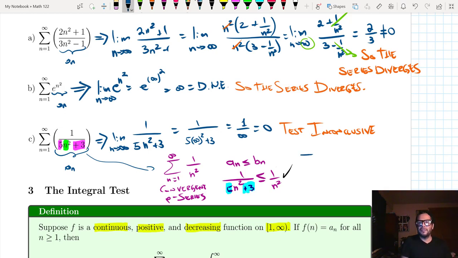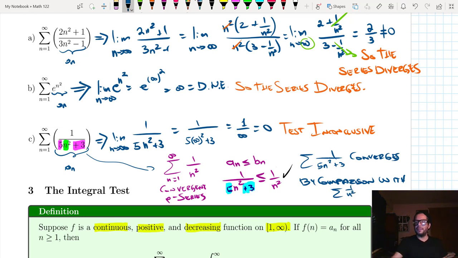So sigma 1 over 5n squared plus 3 converges by comparison with sigma 1 over n squared. This is what we are supposed to do when we get a test inconclusive. We have to go and look for a different test.